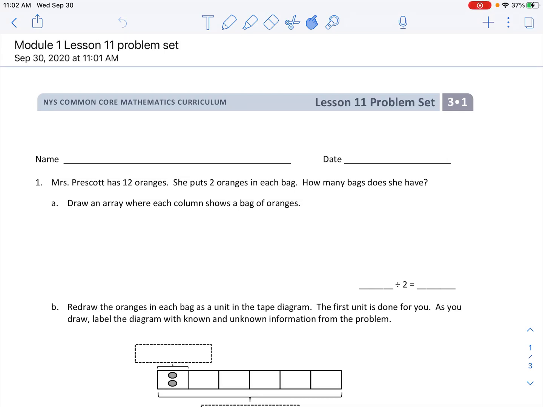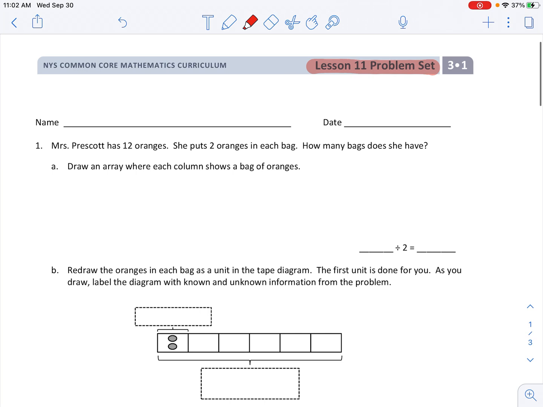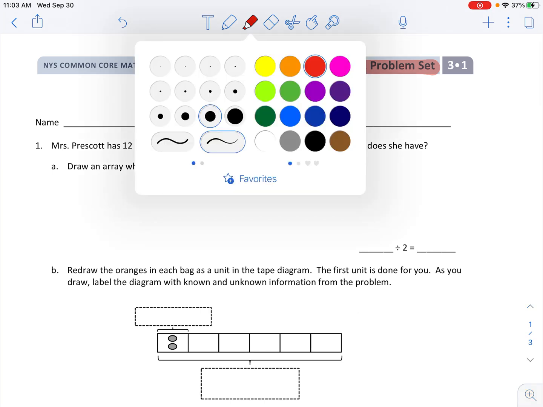Hey, third grade, we are going to work through the Lesson 11 problem set today. You will be assigned the Lesson 11 homework page, which will be very similar to this page. So if you watch the video, it will help you understand what your job is to do on the homework page. So let's take a look at what we are talking about today.